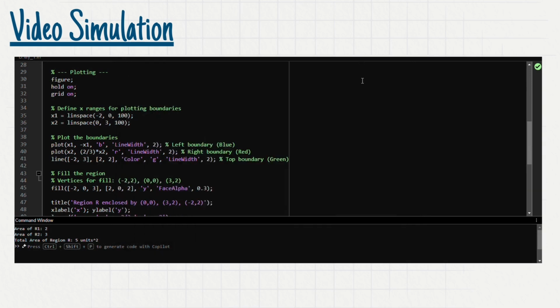In conclusion, the final output gives us the exact area of both subsections and the total combined area, providing both a numerical answer and a visual proof of the region. The answers are in the comment.